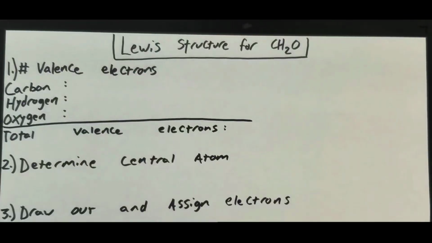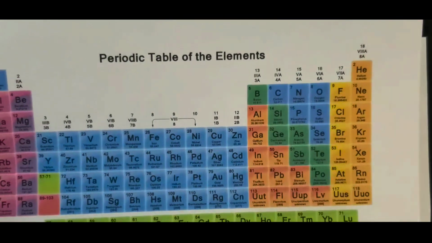Next up is formaldehyde, or CH2O. All right, let's begin. So the first thing we need to do is get the number of valence electrons. So let's look at the atoms involved.